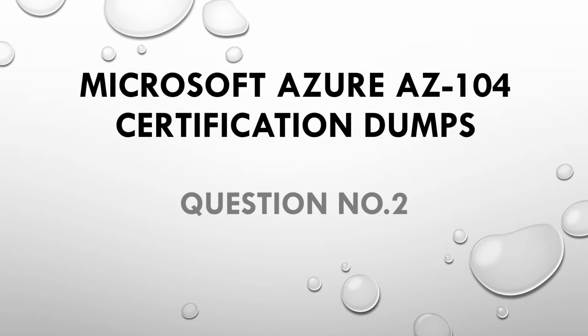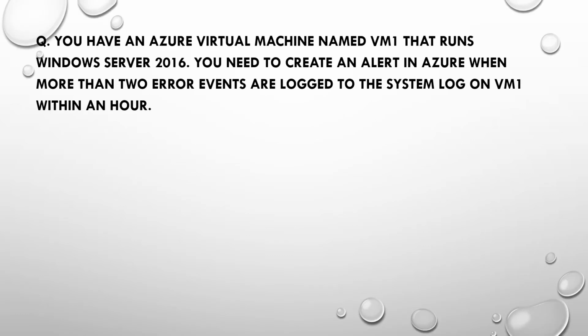AZ-104 Certification Dumps. Question number 2. You have an Azure virtual machine named VM1 that runs Windows Server 2016. You need to create an alert in Azure when more than 2 error events are logged to the system log on VM1 within an hour.